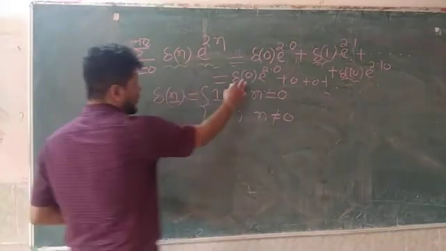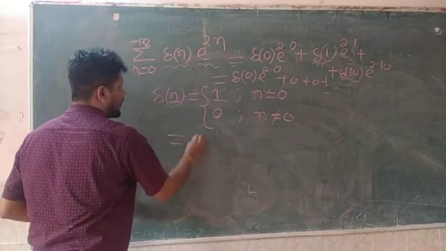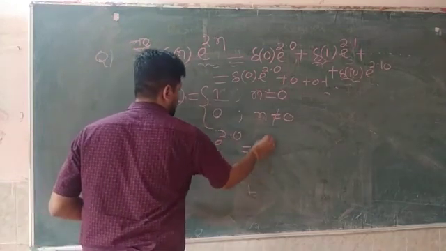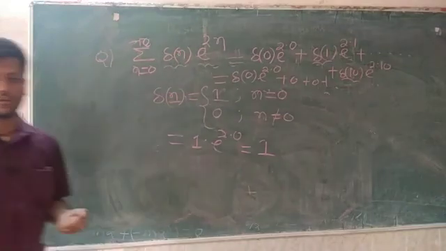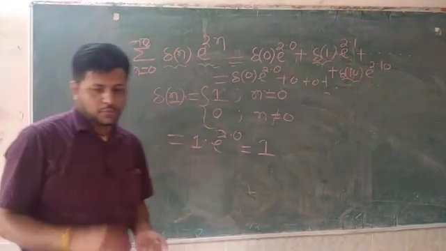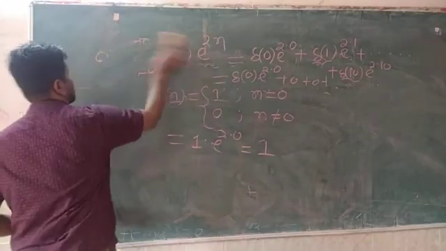So del of 0 value is, when n equal to 0, del of 0 value is 1. So 1 into e to the power 2 into 0, that means we have 1, because e to the power 0 value is 1, we have already studied. So like that only.